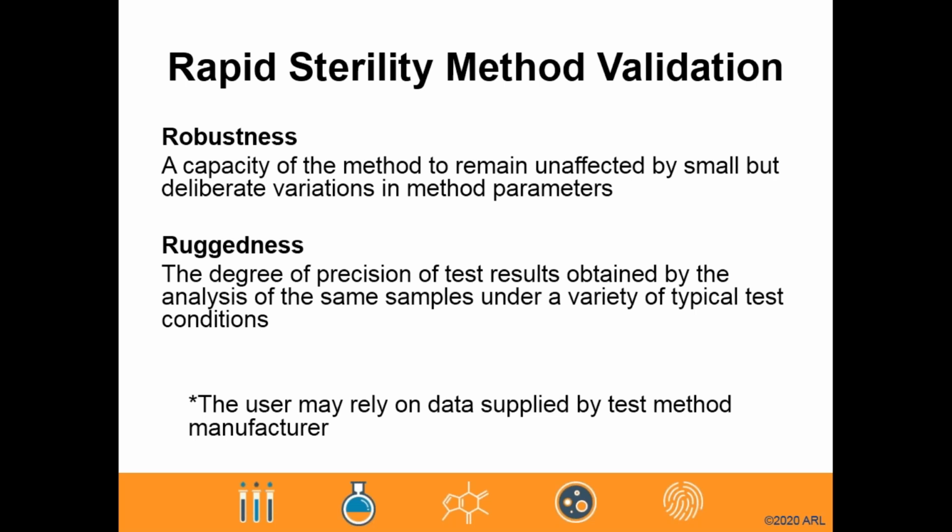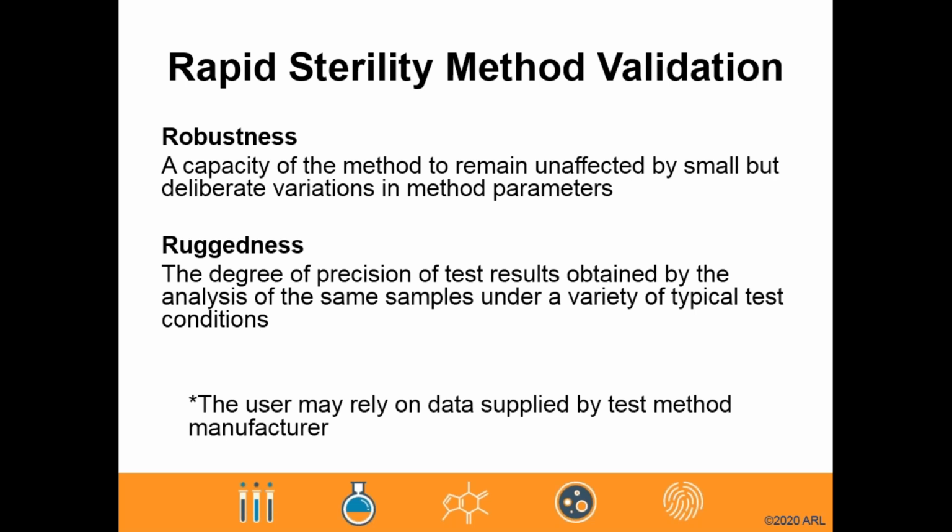Robustness is defined as the capacity of the method to remain unaffected by small but deliberate variations in method parameters, for example, reagent volume, incubation time, or ambient temperature. Slight variations to these parameters provide an indication of reliability of the method and equipment during normal usage.